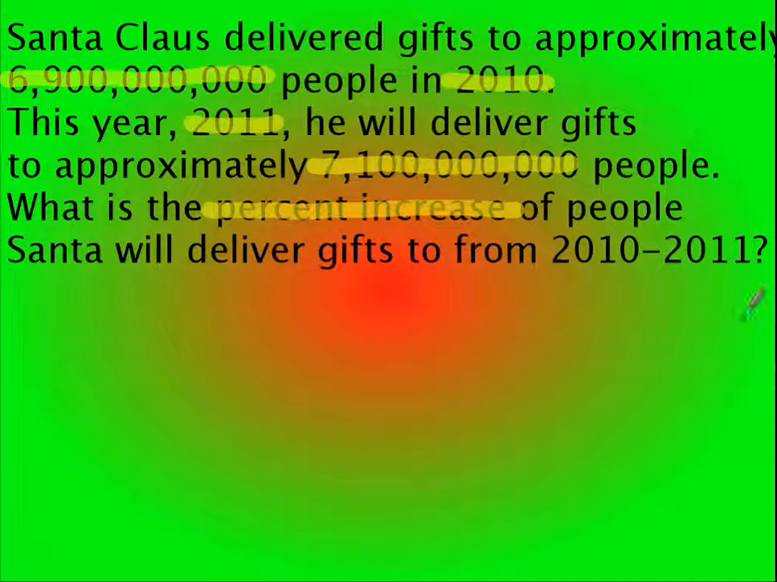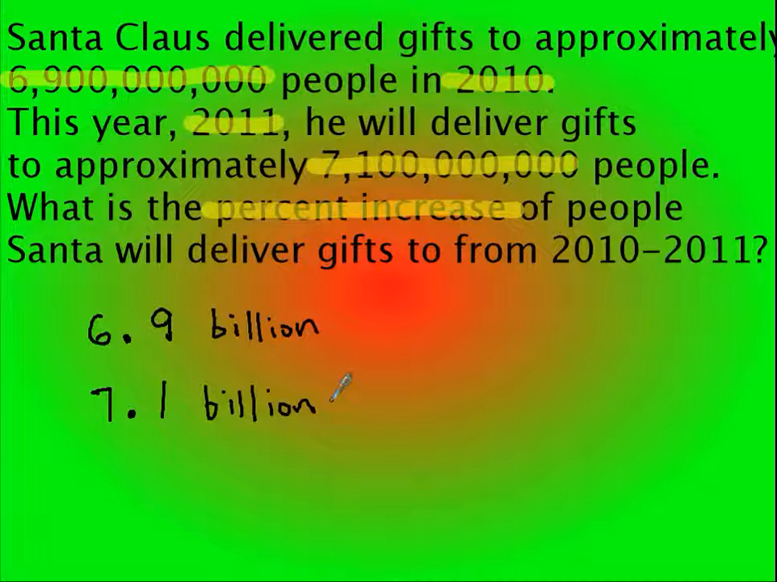The first thing I would have done in this problem is change my notation from 6.9 billion to just 6.9, since they're both in billions. 6.9 billion is the same thing as saying 6,900,000,000, and the same for the 7.1 in 2011. 7.1 represents 7,100,000,000. So this is 6.9 billion, and this is 7.1 billion. This represents our 2010, and this represents our 2011.